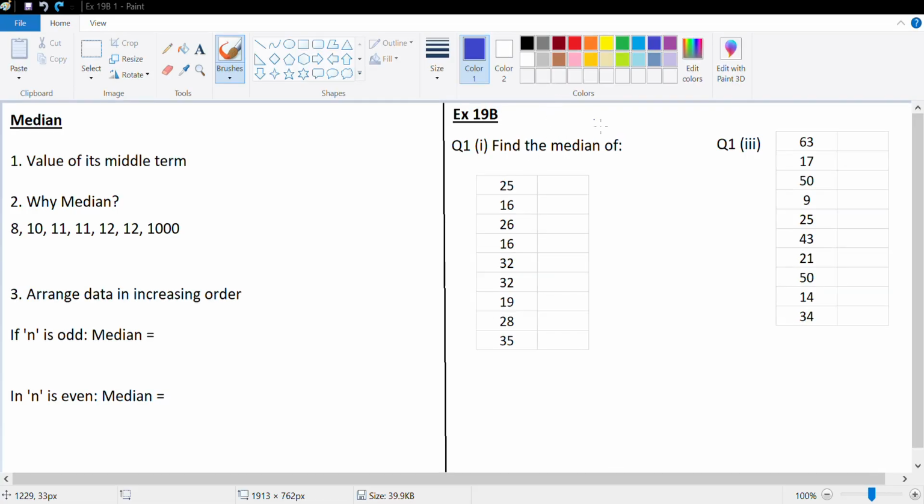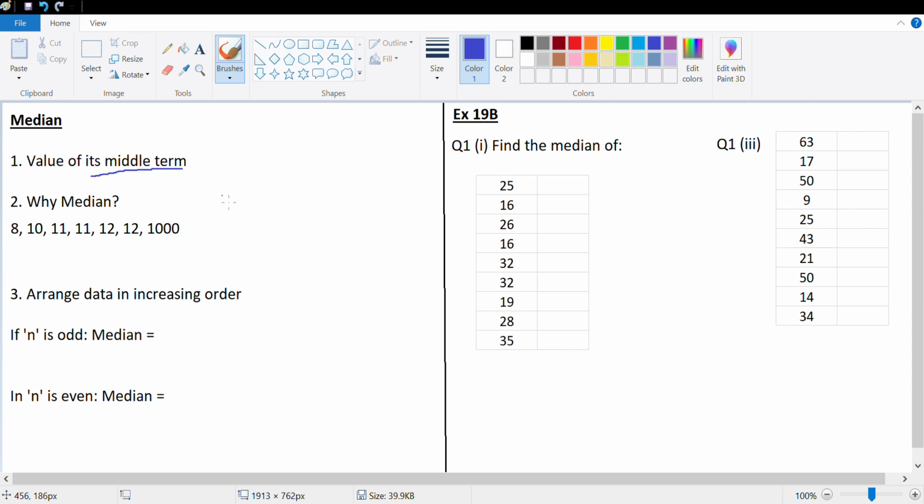Hi guys, let's look at the next exercise of chapter 19, which is mean and median. In our previous exercise, we talked about mean. Let's talk about median. Median is again a way of finding the central tendency of data, which is how the data is placed, so how far the numbers are from the middle, basically understanding and analyzing data. Median is nothing but the value of its middle term, which is exactly the middle term.